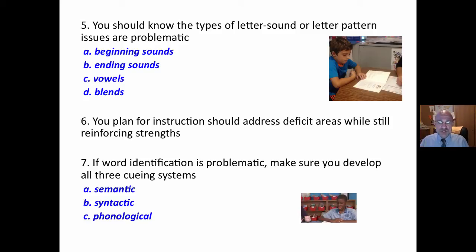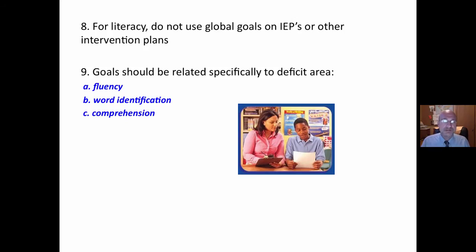When you plan instruction, you should address the deficit areas, but you also have to reinforce the strengths so they don't atrophy. If word identification is problematic, make sure that you address all three cueing systems. For example, if students are having trouble identifying words, don't just do phonics. You can't let the other two atrophy. So you have to have activities to address semantic cueing and syntactical cueing.